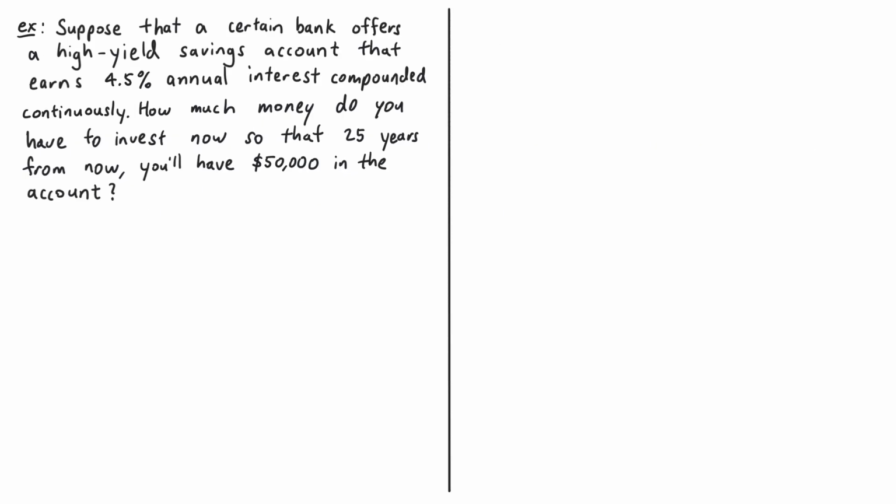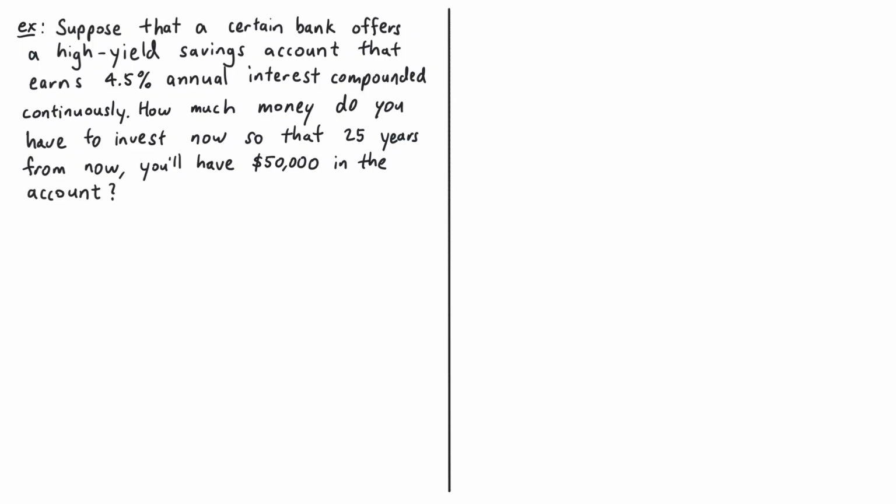Let's consider some other scenarios. In this scenario, suppose that a certain bank offers a high-yield savings account that earns 4.5% annual interest compounded continuously. How much money do we have to invest now so that 25 years from now we'll have $50,000 in the account? In this problem, we have a goal of $50,000 in mind. And so what we want to do is figure out the present value of the investment, which is how much money we have to put in now so that 25 years from now we'll have $50,000 in our account.